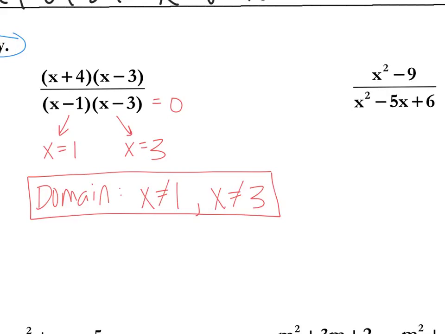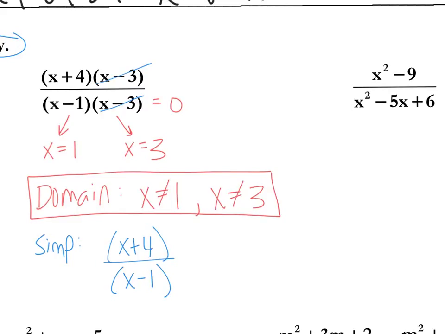Then when I simplify, I know that I can cancel the x minus 3's right away, and all I'm left with is x plus 4 over x minus 1. I don't know if you've ever reduced fractions before when there are variables, but this is how you reduce them. It's just like reducing 2 over 4 to 1/2, but these have x's in them, and they're polynomials instead of just numbers.